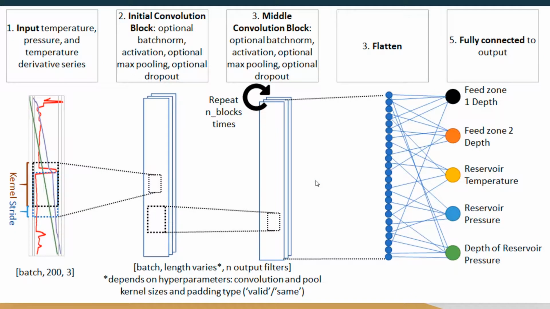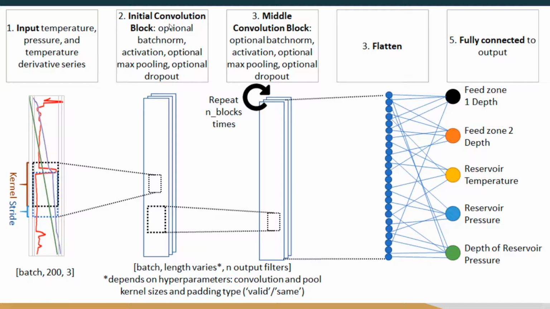Okay, so what kind of architecture are we going to use and look at inside of our Google Colab notebooks in one moment? What we have is our input. We have 3 logs: the temperature, pressure, and we can do some attribute engineering and add a temperature derivative as well. Then we have an initial convolution block with an optional batch normalization, one of the activation options, an optional max pooling, and an optional dropout.